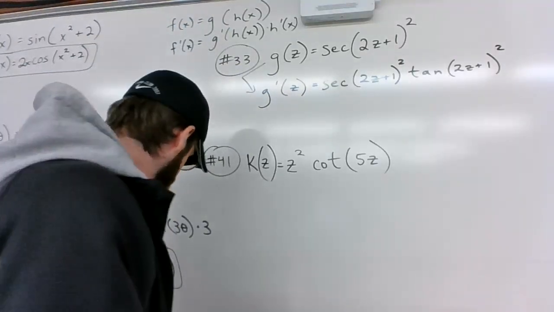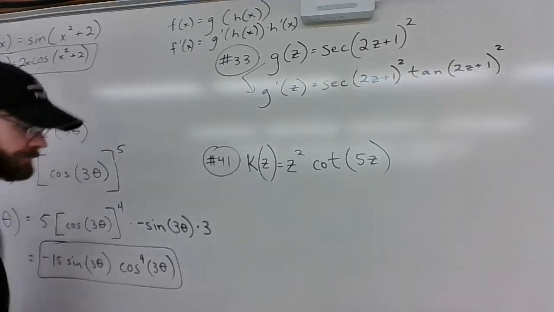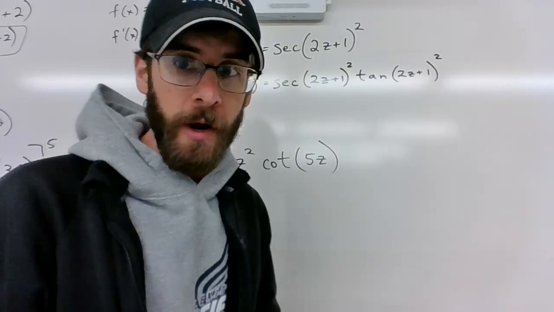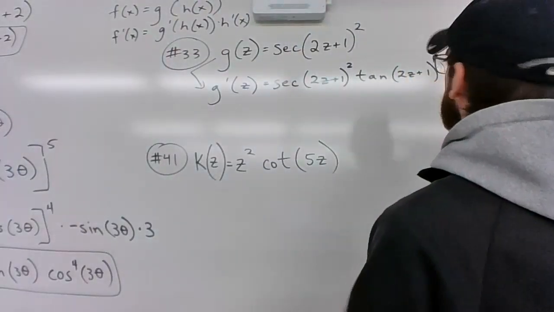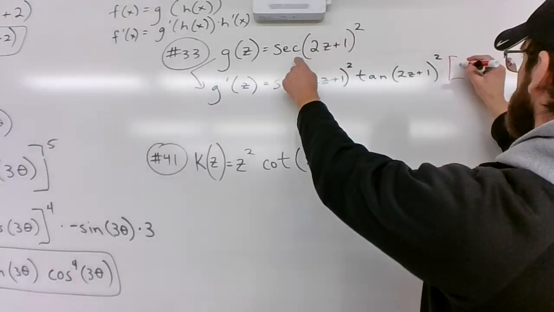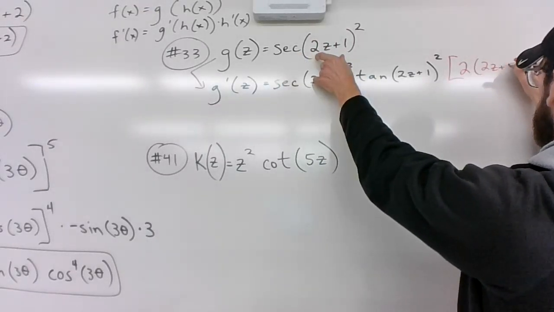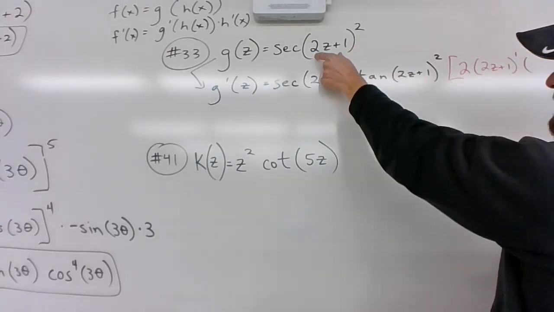All right. I should be color coding these. Part 2 derivative. We take the derivative of 2z plus 1 squared. Looks like we got some chain rule action again. Bring the 2 down. Rewrite. Take 1 away from the power, and then multiply by the derivative of the inside.